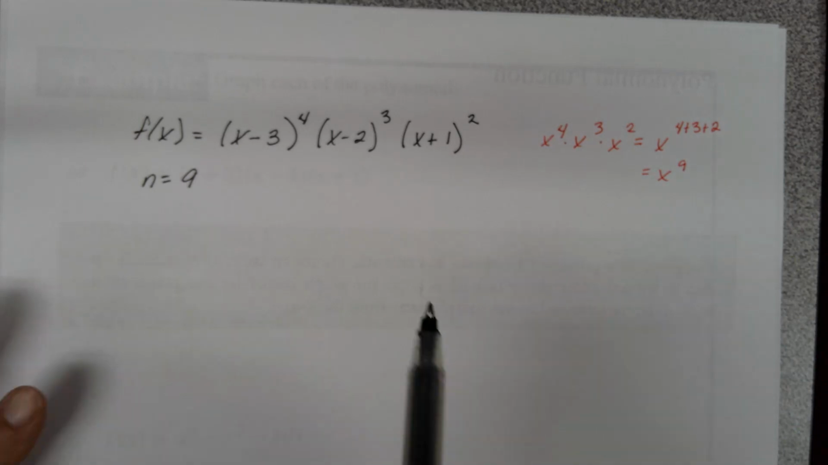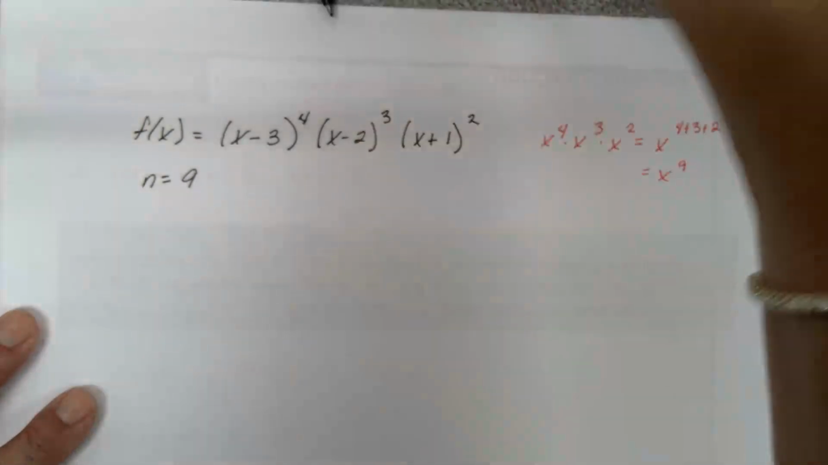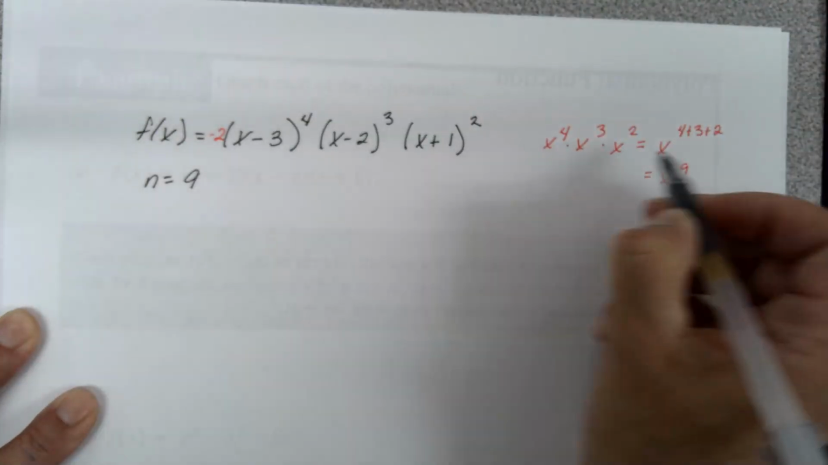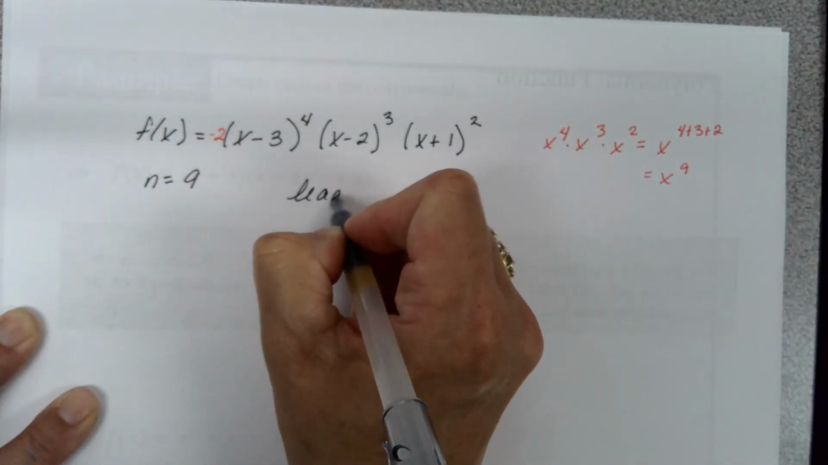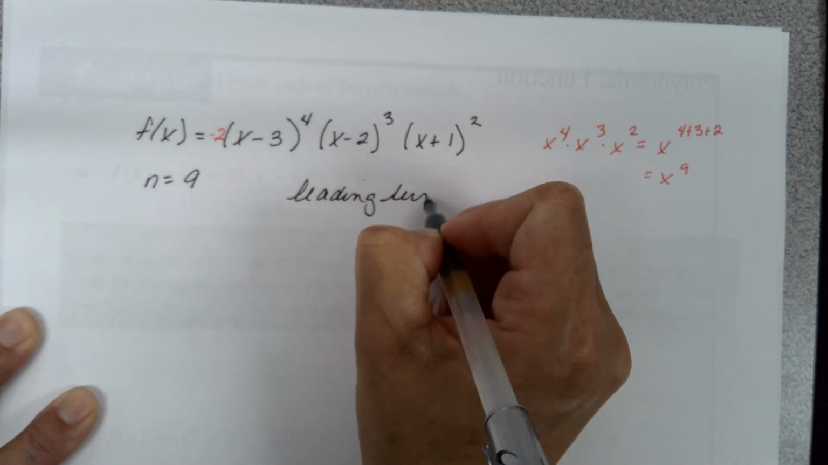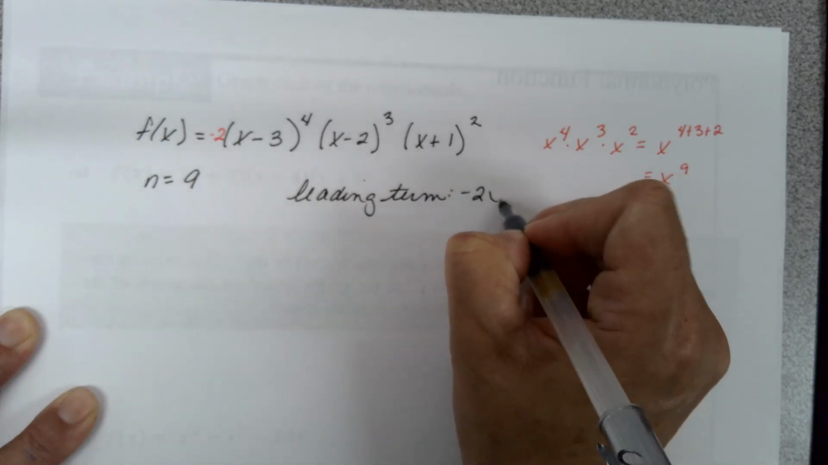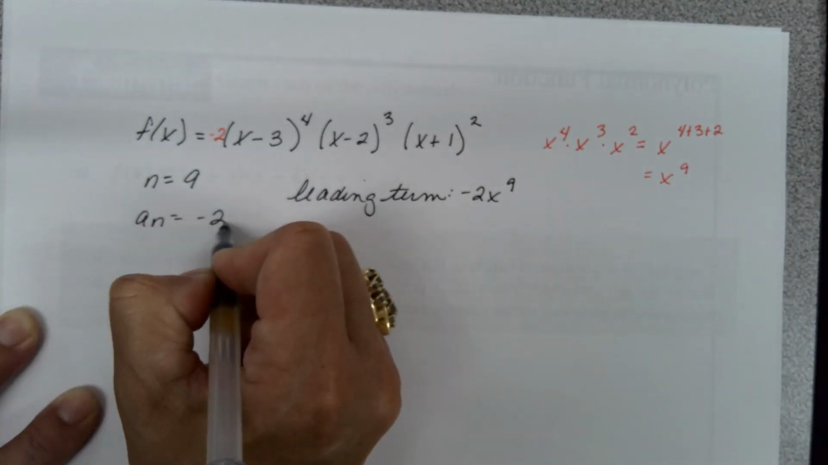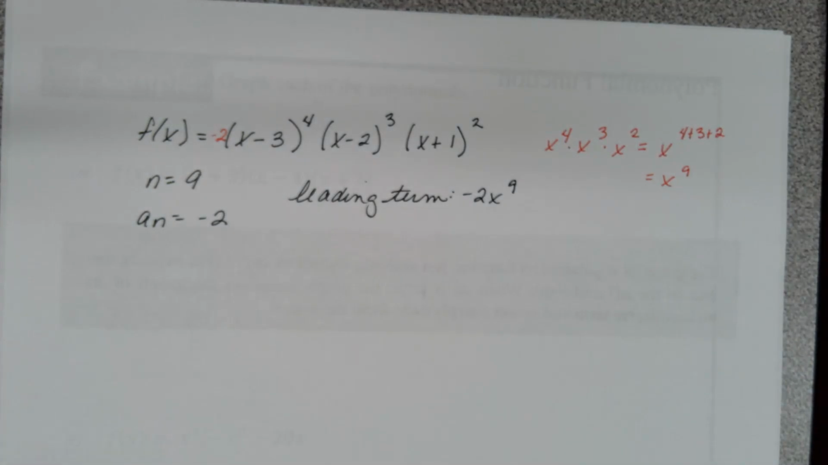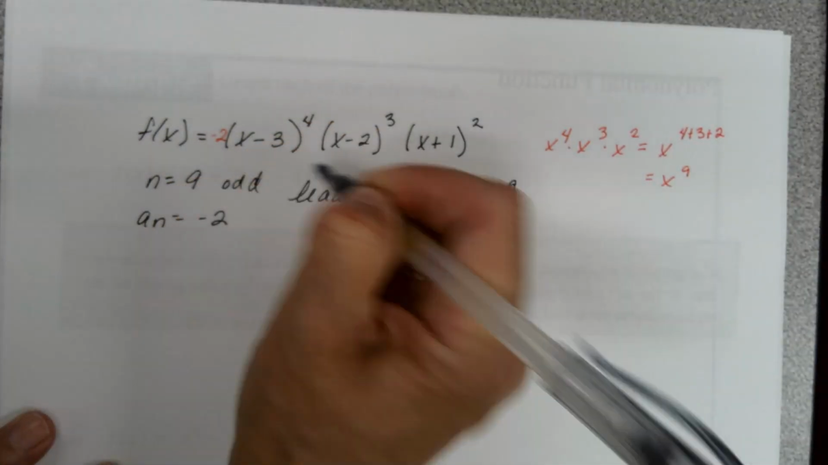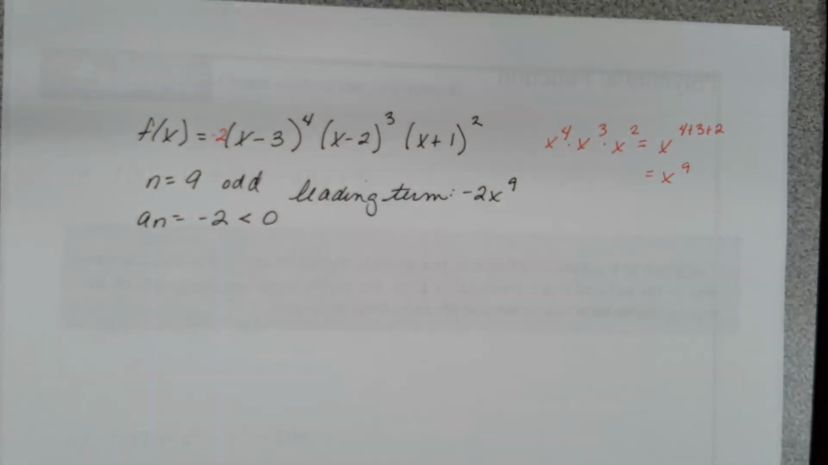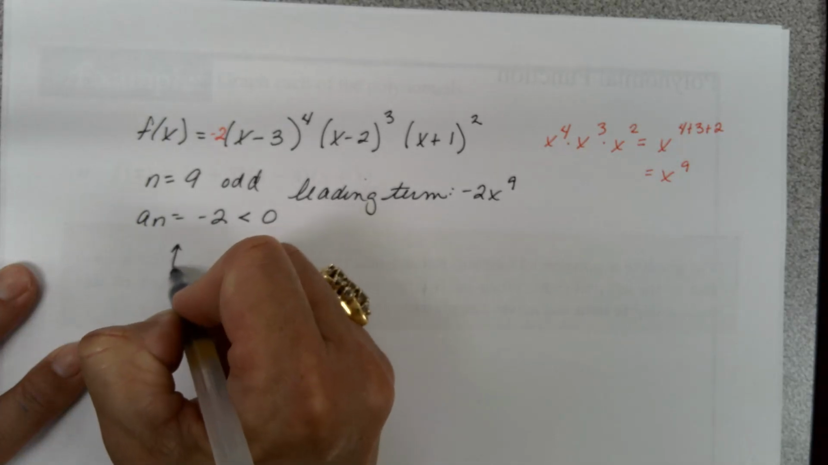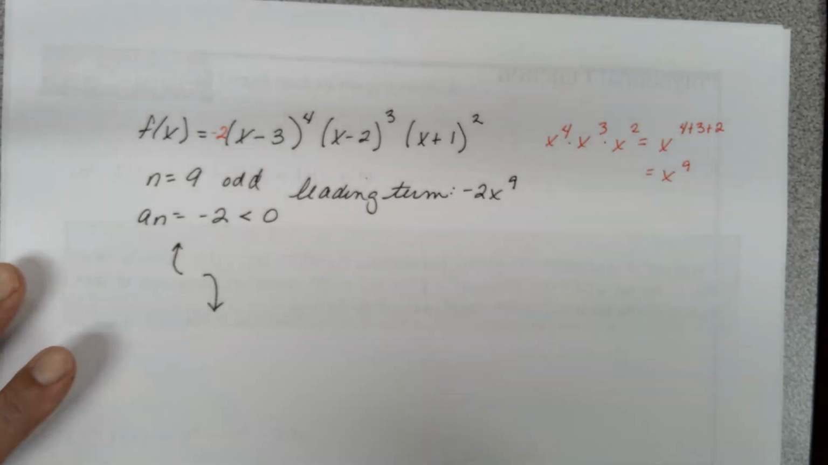Then if it's in factored form, you can find your leading coefficient. Let's just say that I had a -2 out here. Then that would actually give me my leading term, which would be -2x to the 9th. Okay, so my a sub n would be -2. So at this point, I know that I've got an odd degree function with a negative leading coefficient, which would tell me that my end behavior would rise to the left and fall to the right.